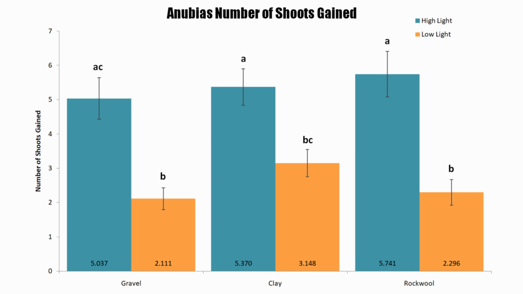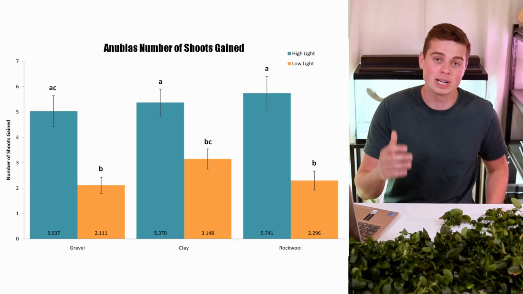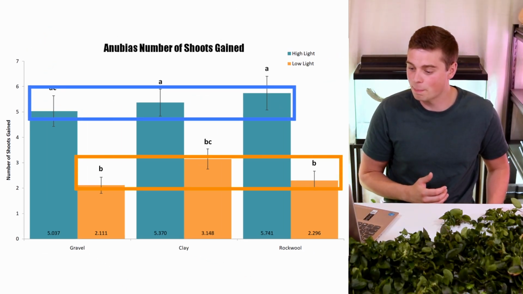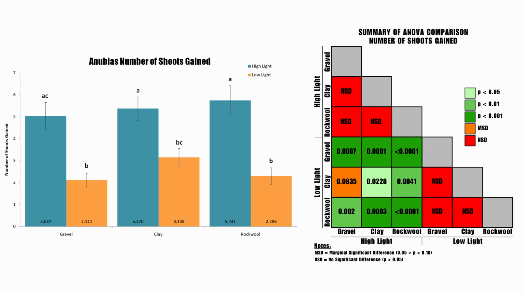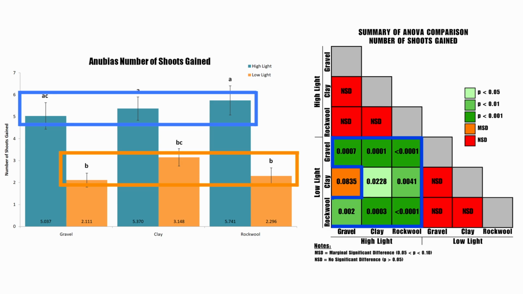Now, when we look at the averages across all 6 treatments, there are major differences that we can see right off the bat. Very similarly to the number of leaves gained, we have a similar trend where the high light options, regardless of the substrate, ended up having quite a few shoots grown on the plants, whereas the low light treatment didn't really grow as many shoots in comparison. And most of the comparisons between the high light and the low light treatment options are statistically different.